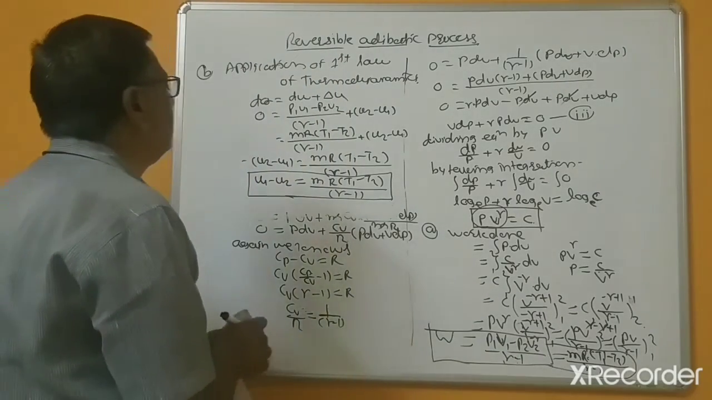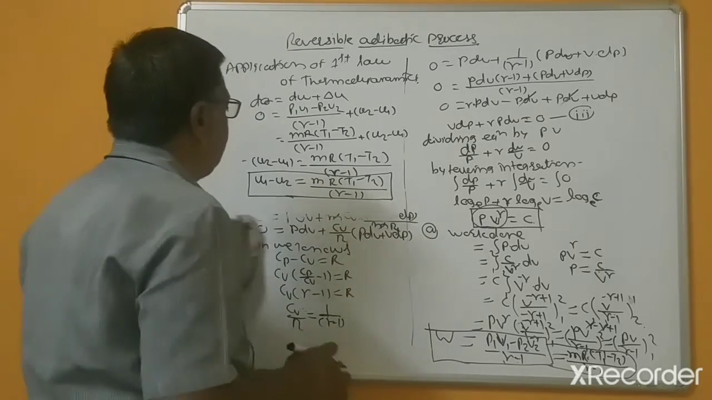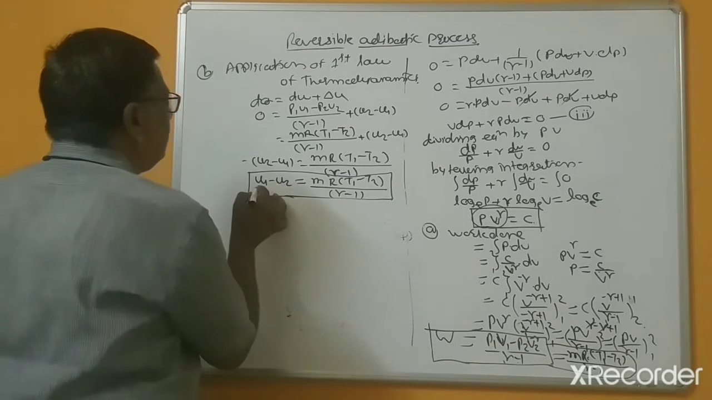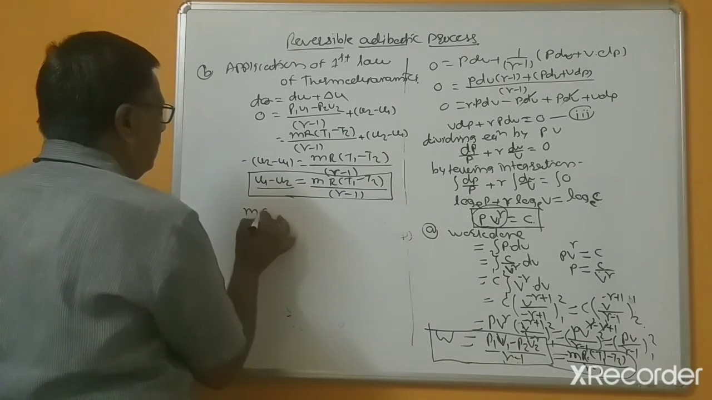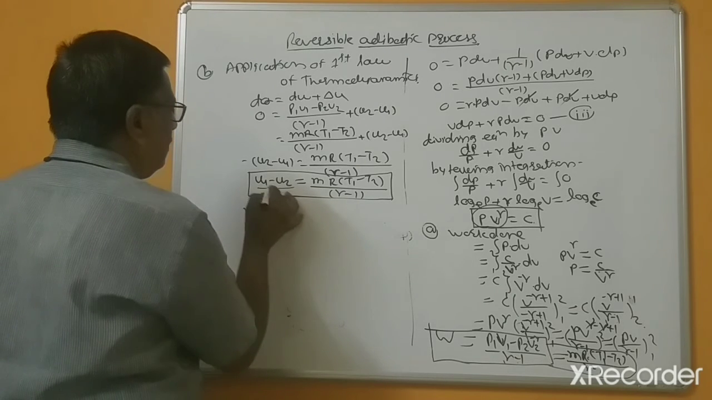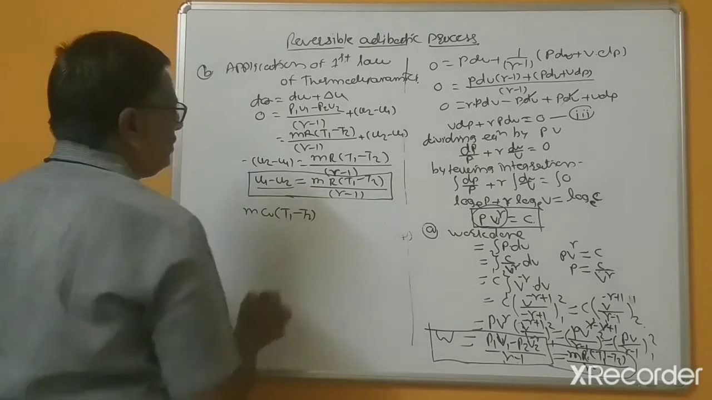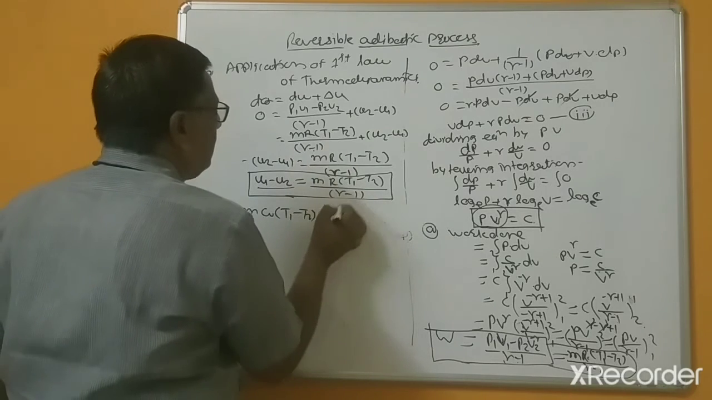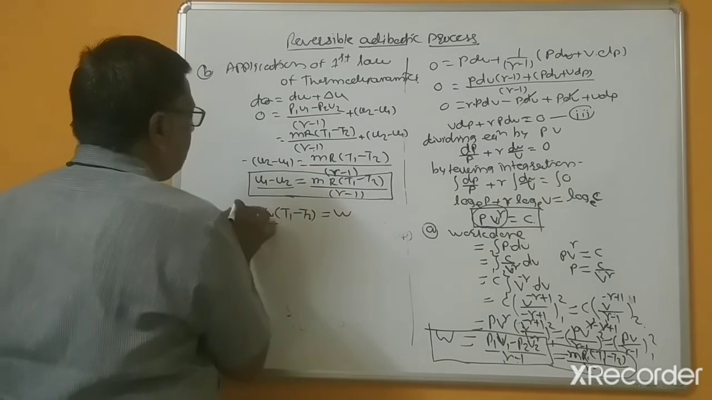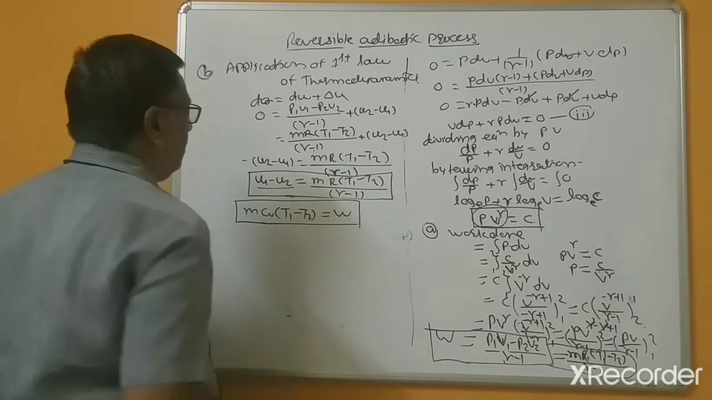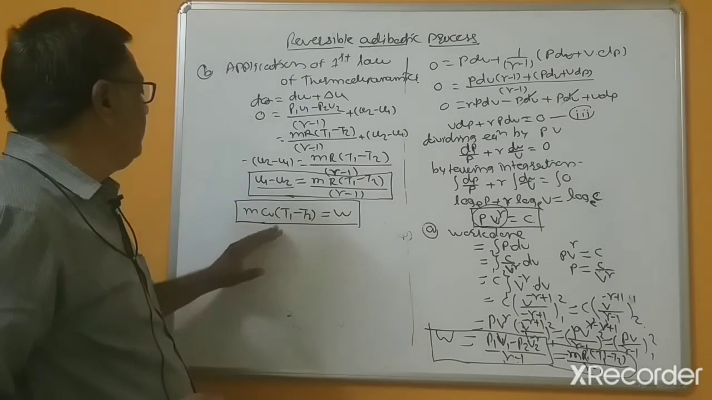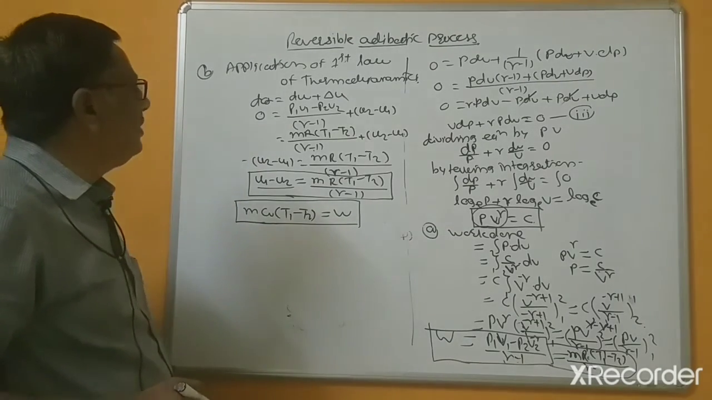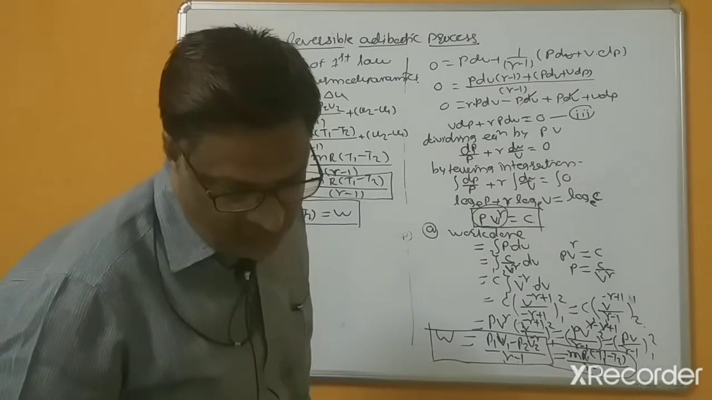Or otherwise, the same equation means you can write U1 minus U2 equal to mCv (T1 minus T2), because this is the change in internal energy, and this is nothing but the work done. So this is also another relation. W equal to mCv (T1 minus T2). Either use this equation or that equation. So this is the application of the first law of thermodynamics.